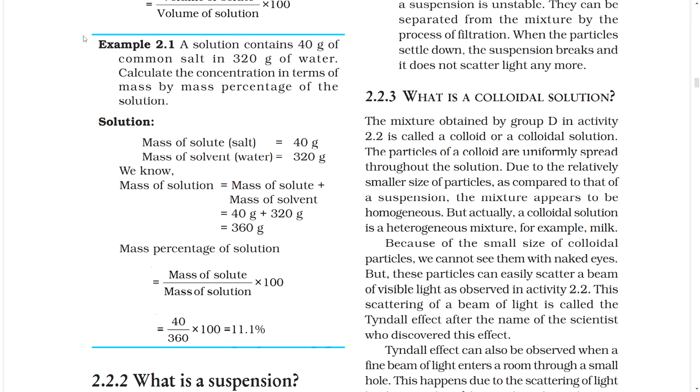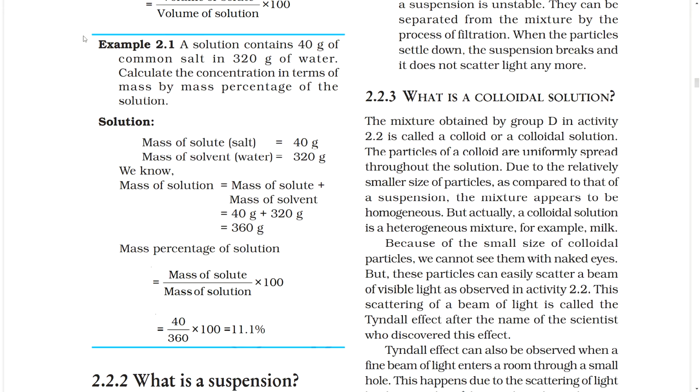2.2.3. What is a colloidal solution? The mixture obtained by Group D in Activity 2.2 is called a colloid or a colloidal solution. The particles of a colloid are uniformly spread throughout the solution due to the relatively smaller size of particles as compared to that of a suspension. The mixture appears to be homogeneous, but actually a colloidal solution is a heterogeneous mixture.